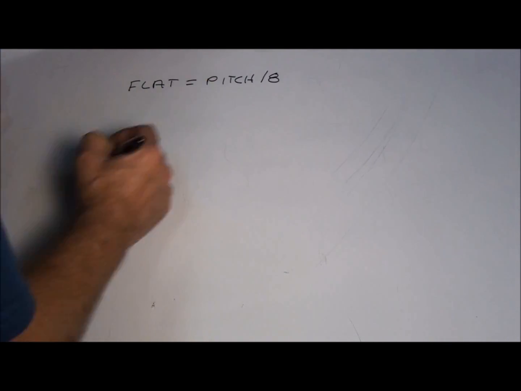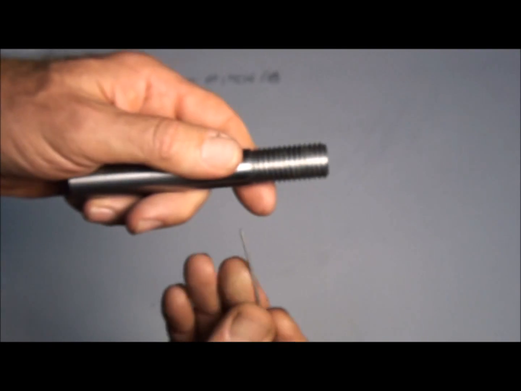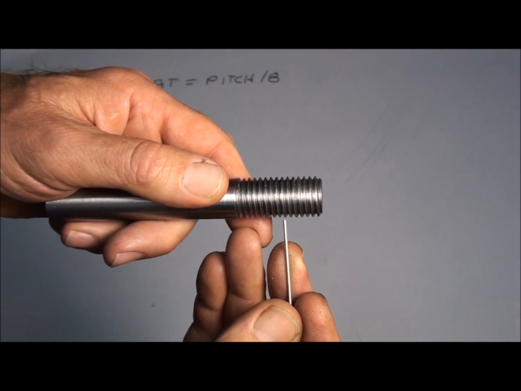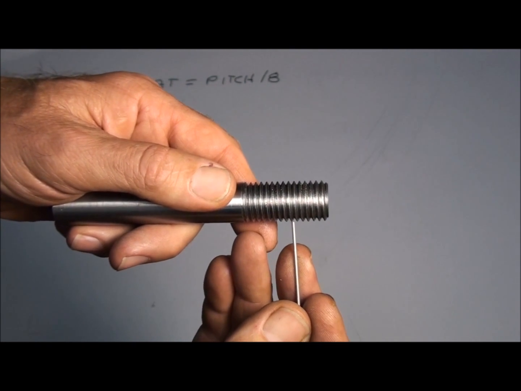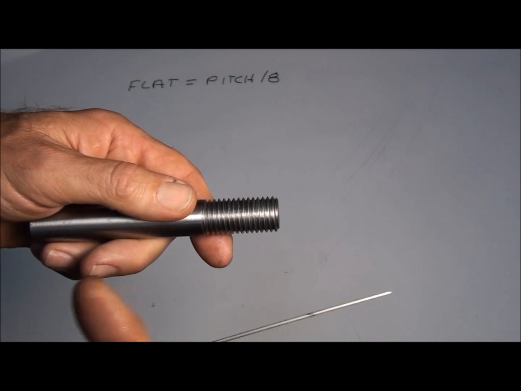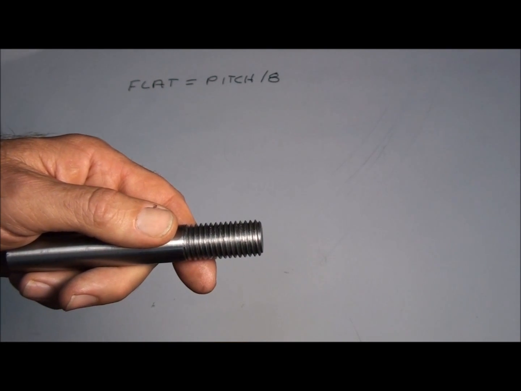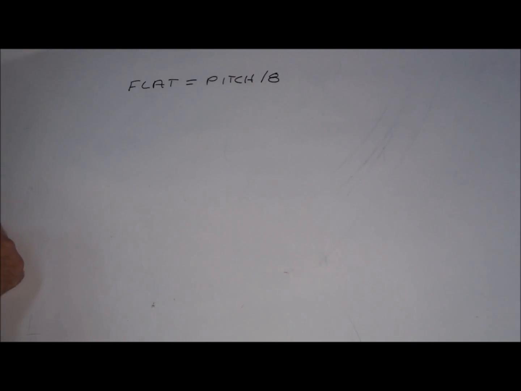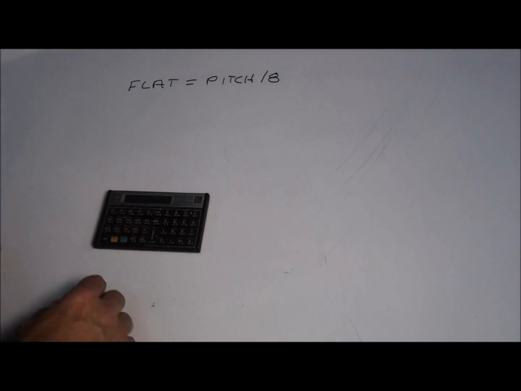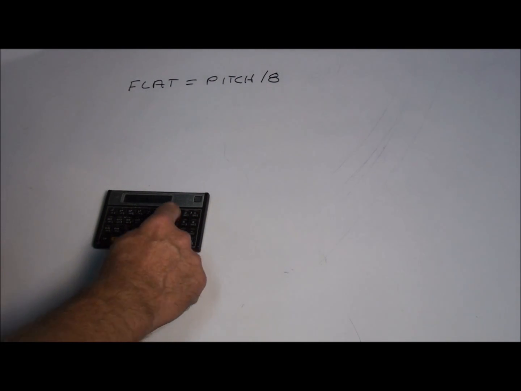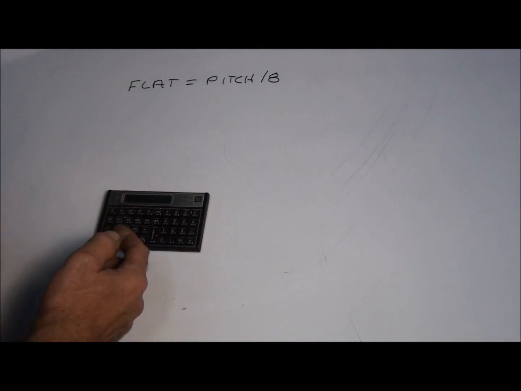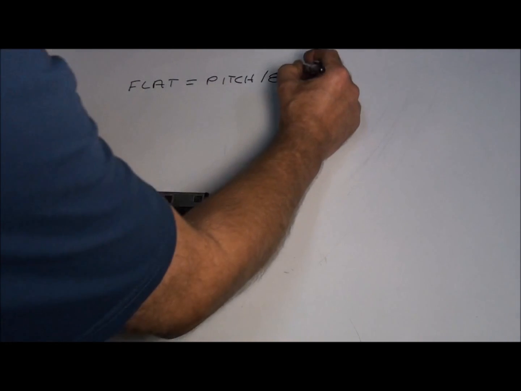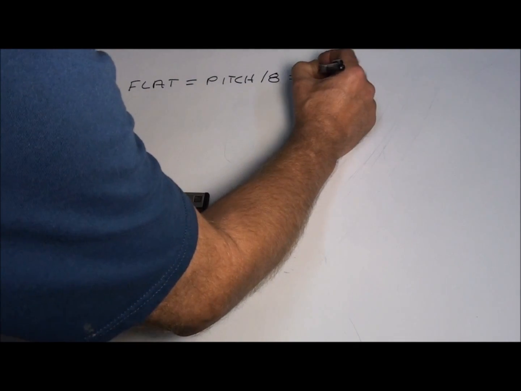divided by 8. Okay, what is the pitch of a thread? Let's take a look at our example here. The pitch of the thread is the distance from one thread to the next. And we arrive at that distance by taking 1 and dividing by the number of threads per inch, or the reciprocal of the number of threads per inch. So let's do that. The number of threads per inch in this case is 8. So we'll take the reciprocal of 8, gives us 0.125 inches. That's the pitch of this particular thread.